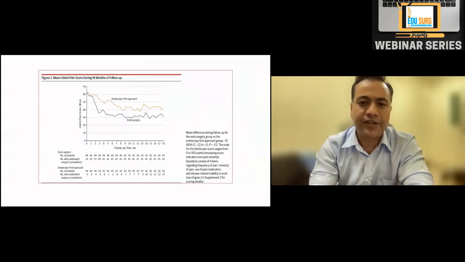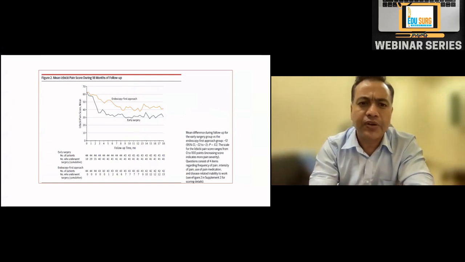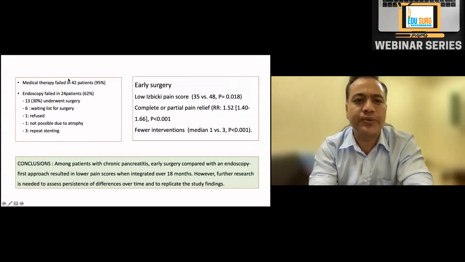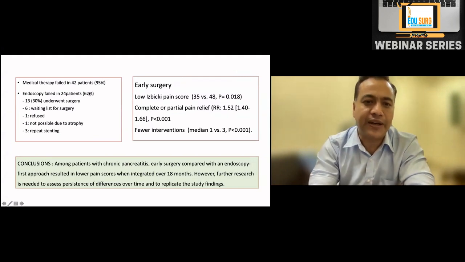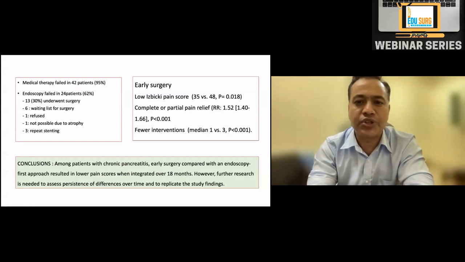The results showed that pain control, which was assessed by the Izbicki pain score over the 18 months follow-up, as you can see here in this graph, was much better in the patients who had early surgery in comparison to the endoscopy-first or step-up approach. In the step-up approach group, the medical therapy failed in almost 95% of patients. And then when they were offered endoscopy, even then 62% of patients failed. So almost 30% in the endoscopy group ultimately required some form of surgical treatment.